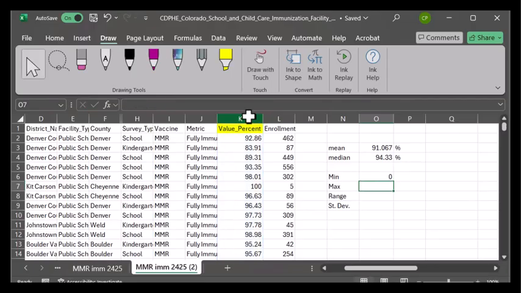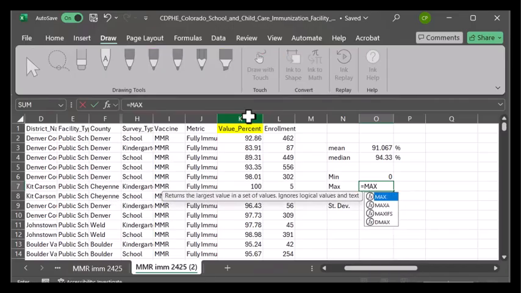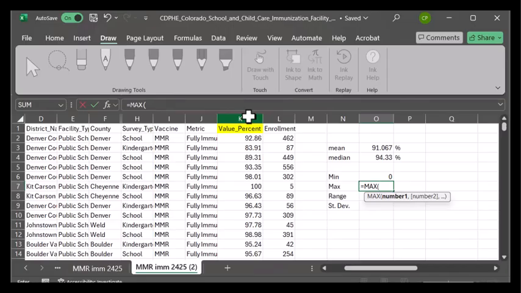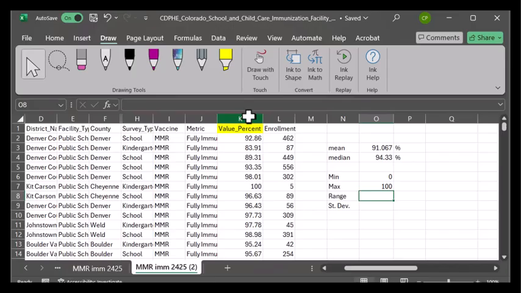So the min value of all of these percentages is 0, and for the max I'm going to do equals MAX parentheses, then highlight that whole column of data, clicking the K above the label, close my parentheses, and press enter. The max value is 100. So we have percentages in this case from 0 up to 100.